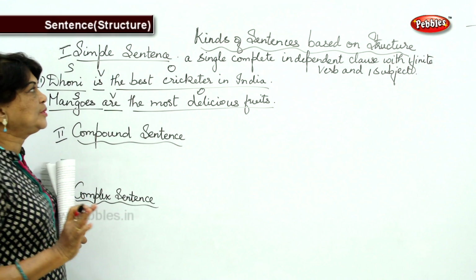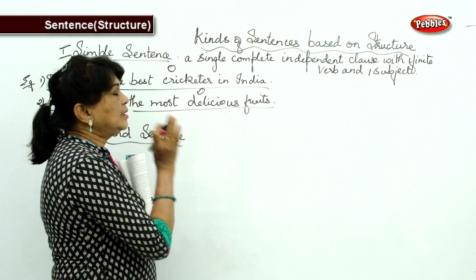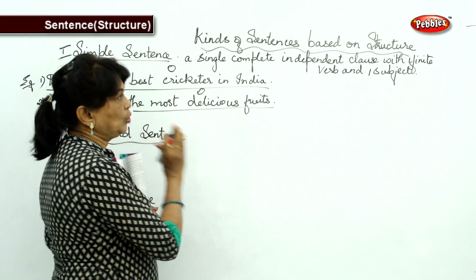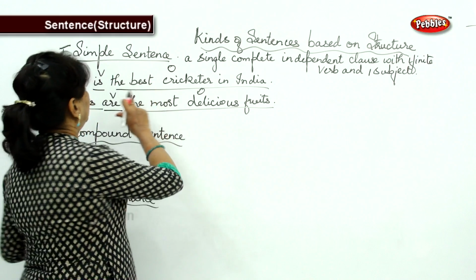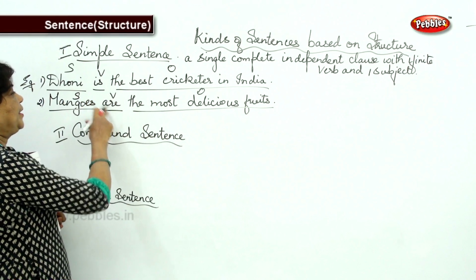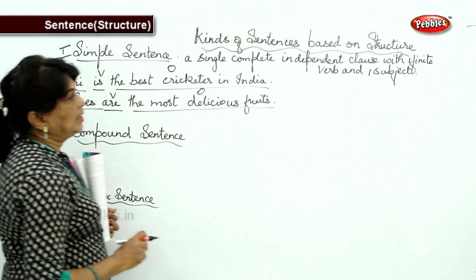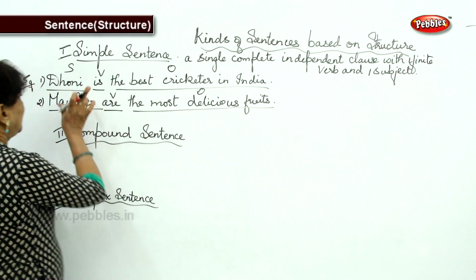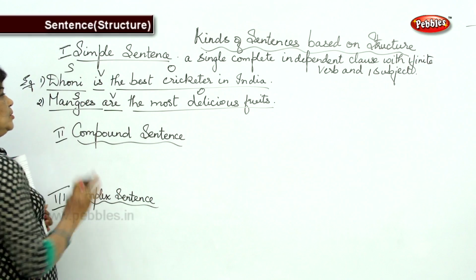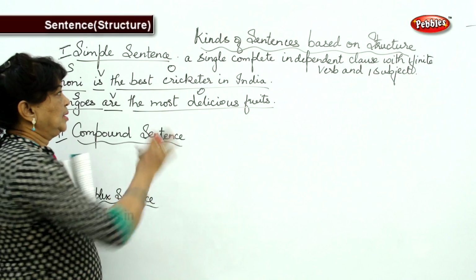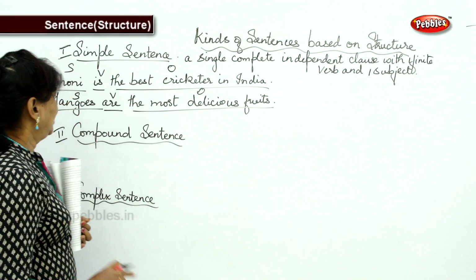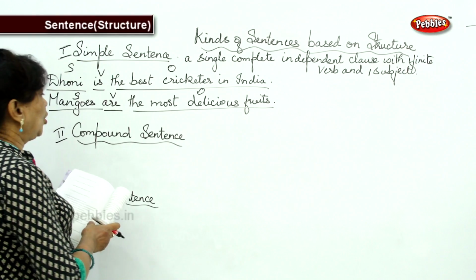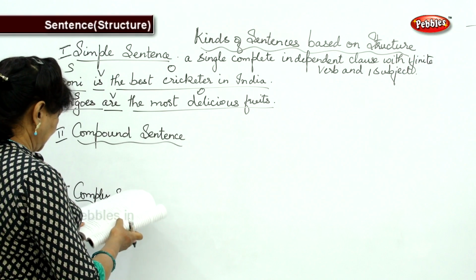Now, what is a simple sentence? It is a single complete independent clause with one finite verb. There is a single finite verb in each sentence and one subject, Dhoni or mangoes is one subject, because all this is object. Is that clear now?